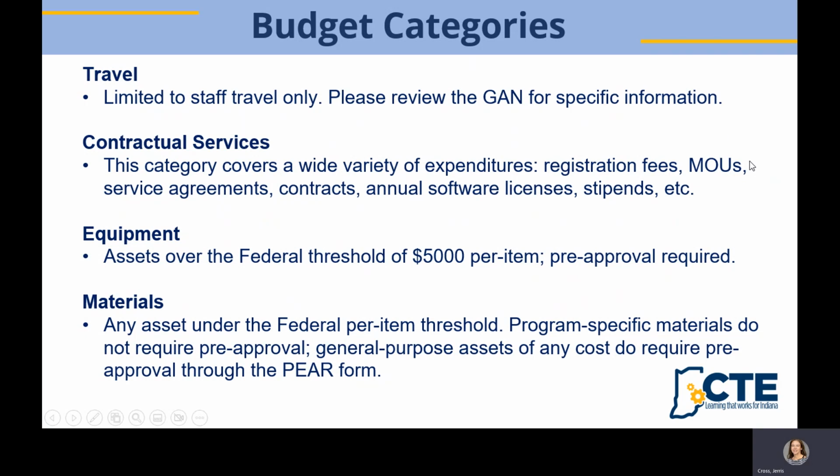Any asset under the federal threshold of $5,000 per item is considered a material asset. Program-specific materials do not require pre-approval, but general purpose assets of any cost do require pre-approval through the PAIR form. You have the option, of course, of tracking materials. Some material assets could easily walk away, or there's something that you do want to keep a close eye on, you can track those as well. It's not a requirement.